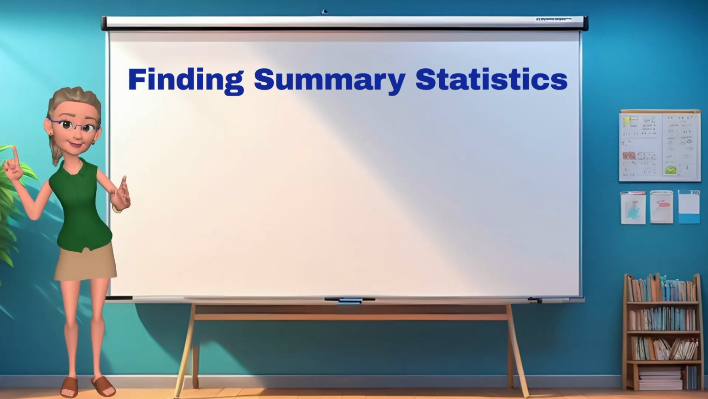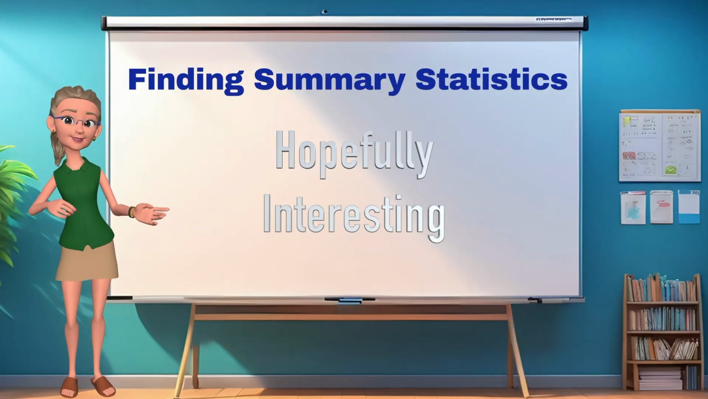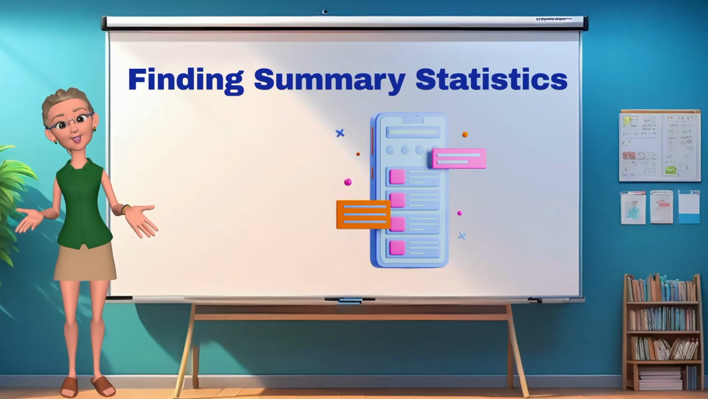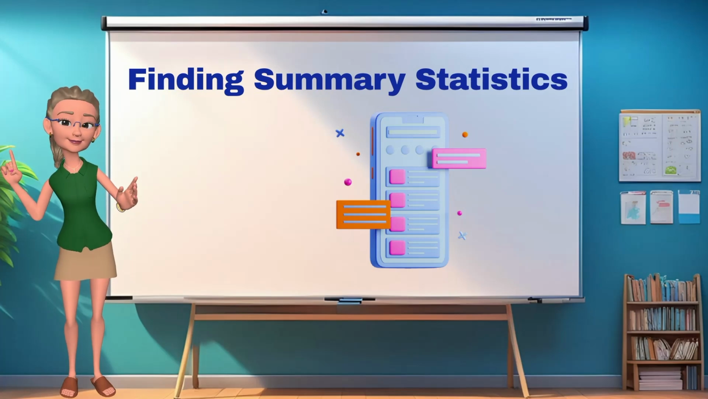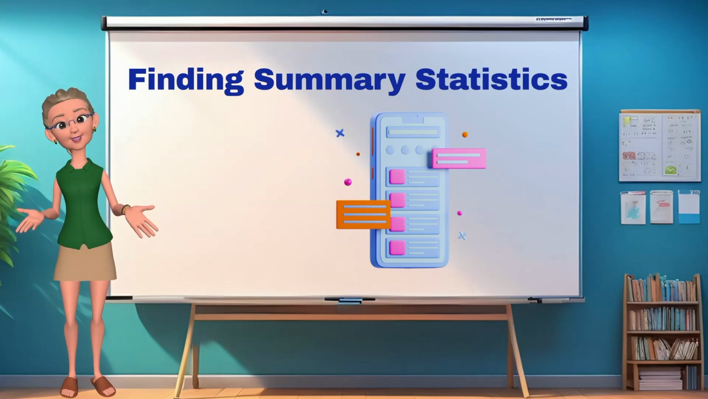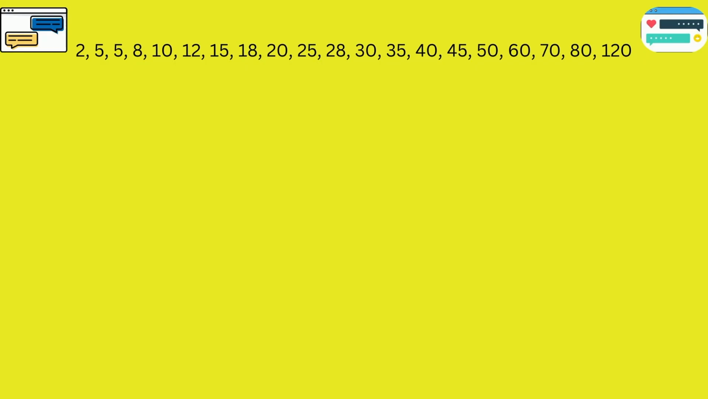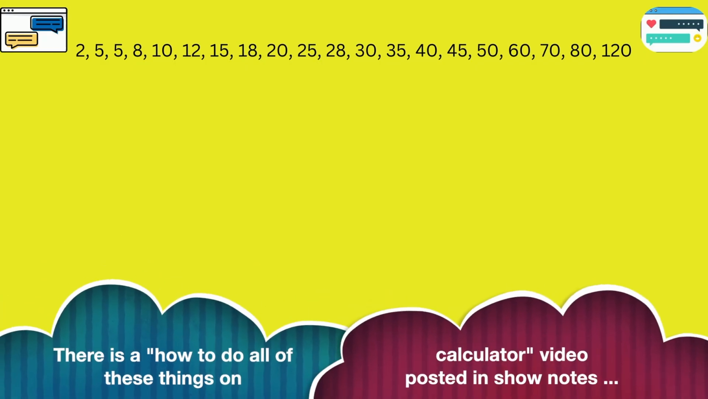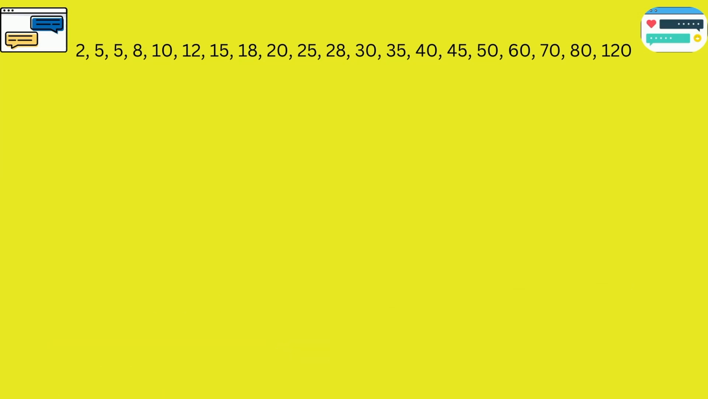To make this lesson relevant and interesting, we'll use a data set on the number of text messages sent by students in a day. In today's digital age, texting is a significant part of communication, making it a relatable example. Here's a data set representing the text messages sent by 20 students in a day, from 2 to 120. This data set is already ordered from least to the most text messages. Remember, if you need to find the median by hand, you must order the data from least to greatest.